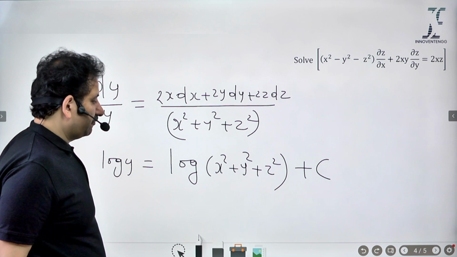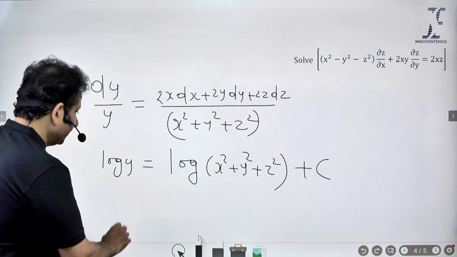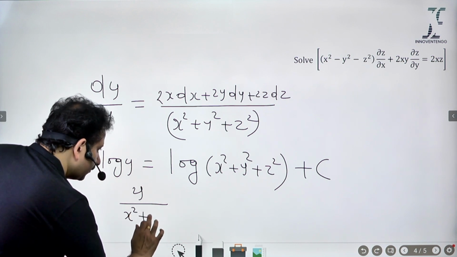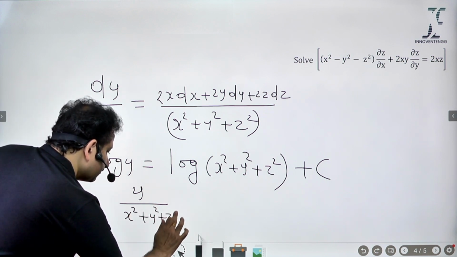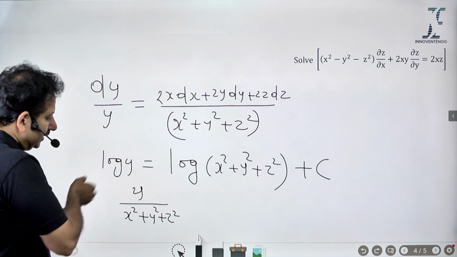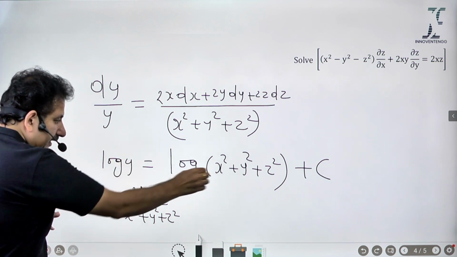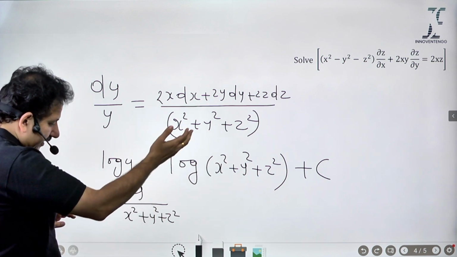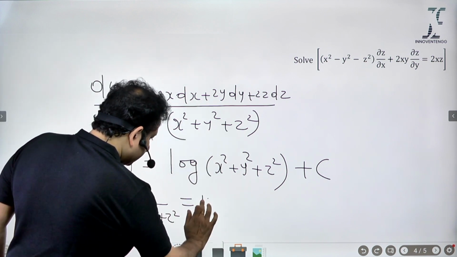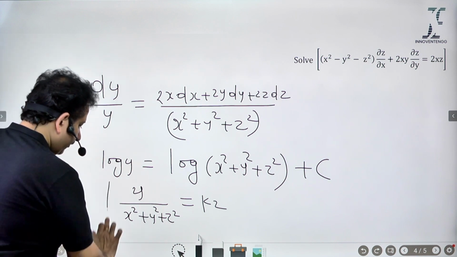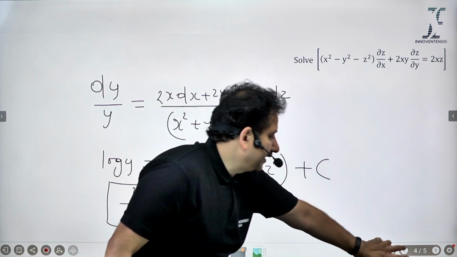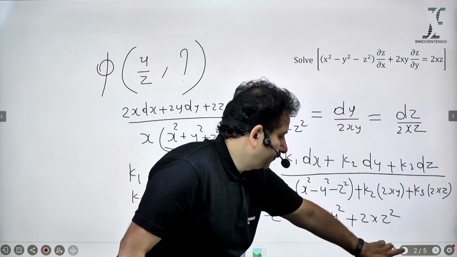So this becomes log of x square plus y square plus z square. If I simplify, I'll get y by x square plus y square plus z square, because when I bring it to the LHS, it can be written as log of y by this term, that's equal to constant. So if I take out log, that becomes one more constant, let us say k2, I have one more relationship.